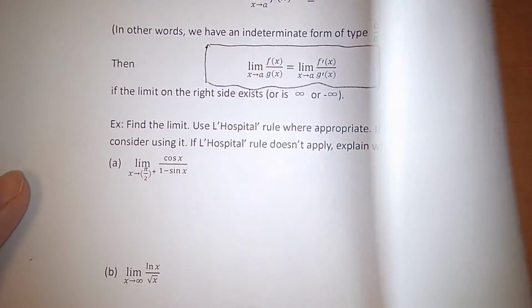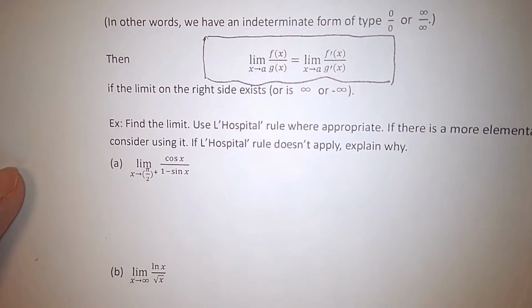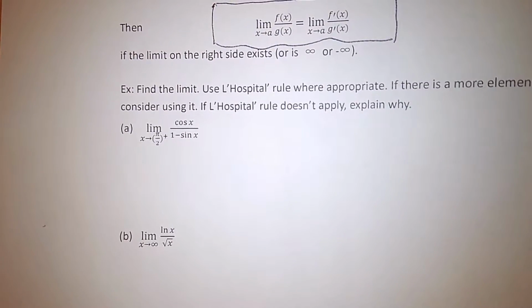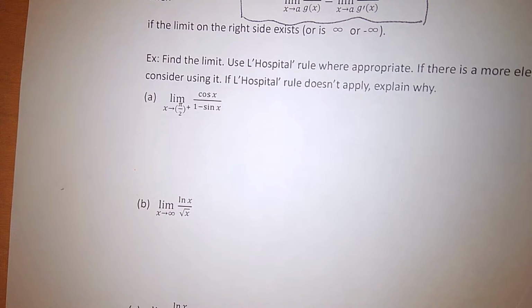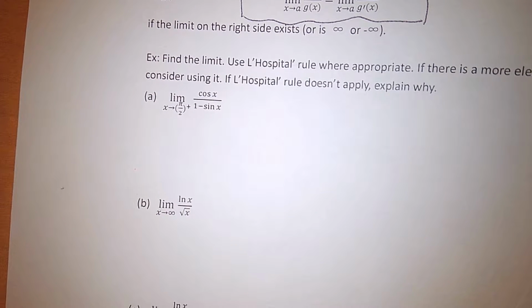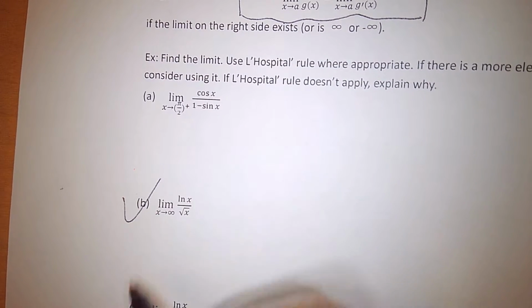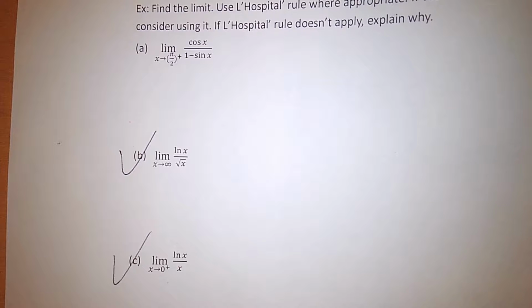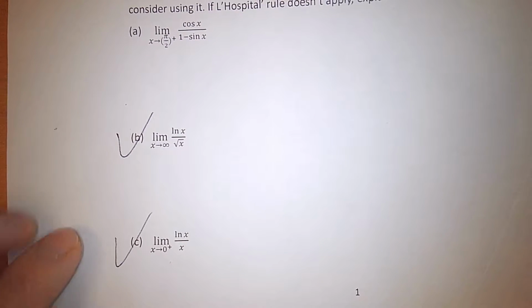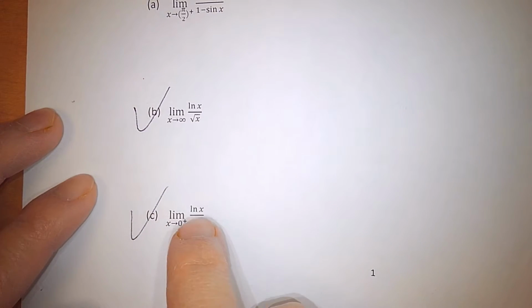So now we have 5 questions, A, B, C, D, E. I'm going to show you some of them so we can try. I will say that we can do questions B and C at least, and I will also show you more on the next page. So let's try these 2 questions.